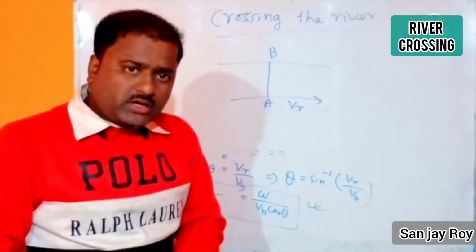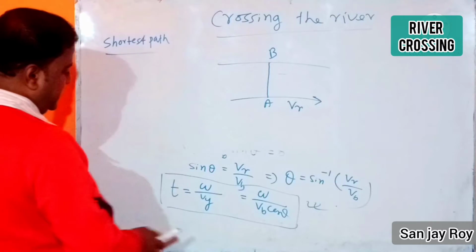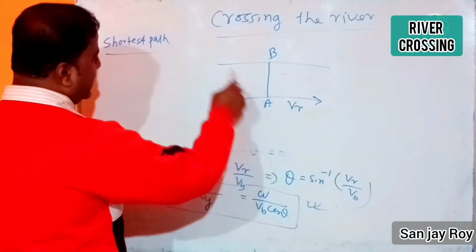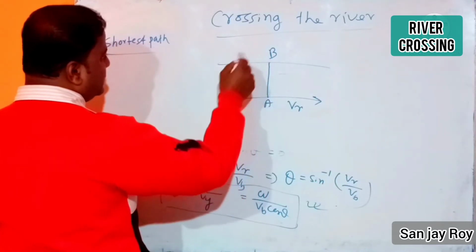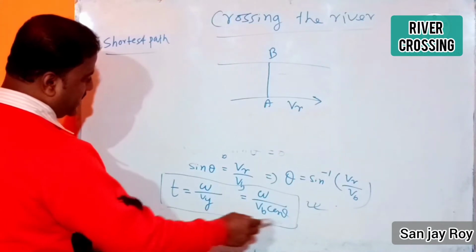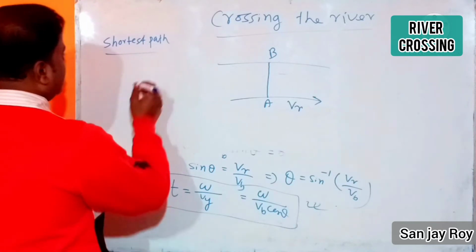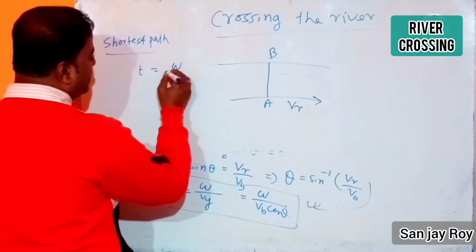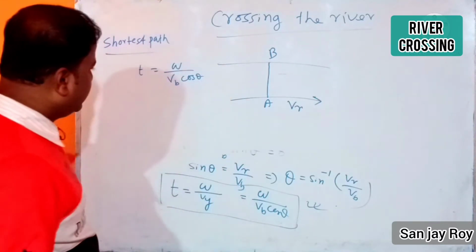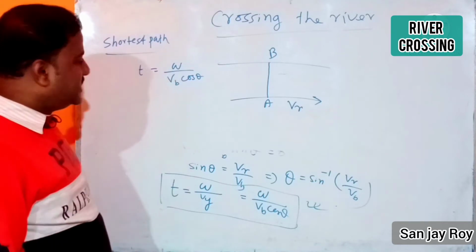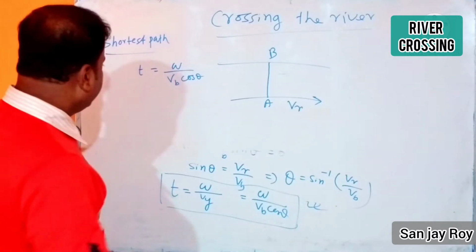What will be the shortest time to cross the river? Here in general we see that if we drive a boat at an angle theta with this line AB, then the time taken to reach the other bank is t equals W by VB cos theta. This is the general case. Now the question is, what will be the shortest time? When will be the shortest time?